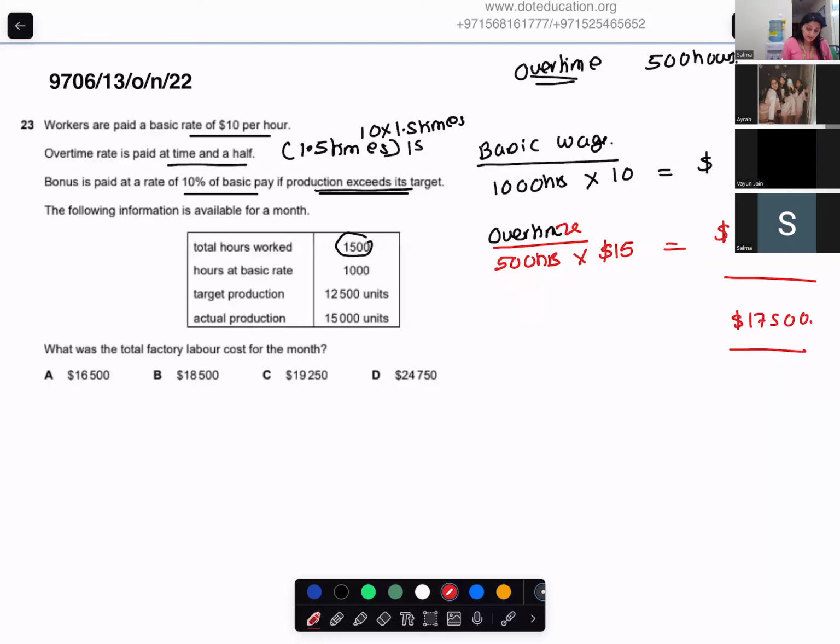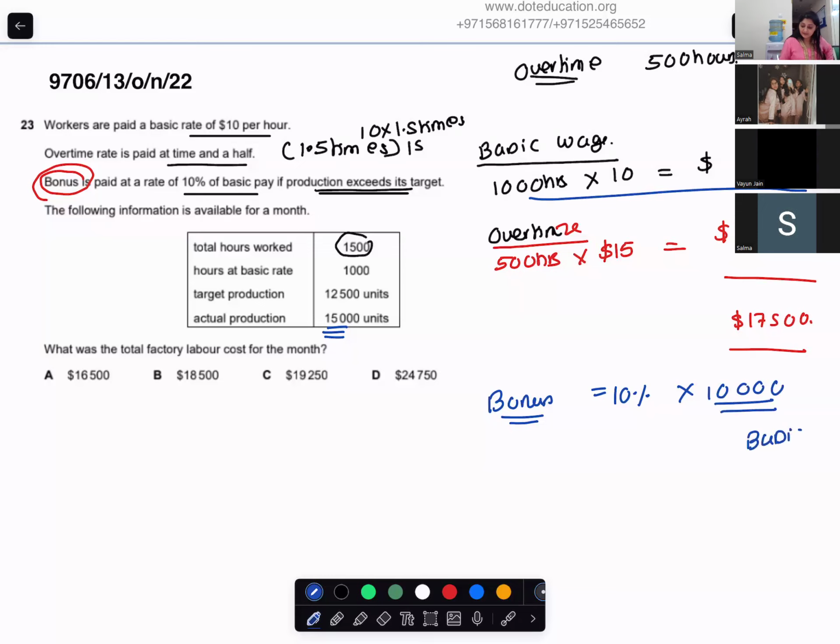Now, bonus. When is bonus paid? 10% of basic pay, if your production exceeds the target. So the actual production is 15,000. Target production is 12,500. Actual production is exceeding the target. So bonus is 10% of the basic pay. Basic pay is how much? 10,000. So 1,000. So bonus is 1,000.